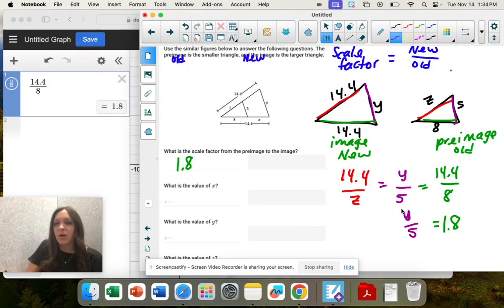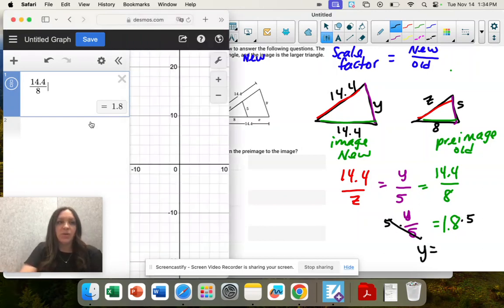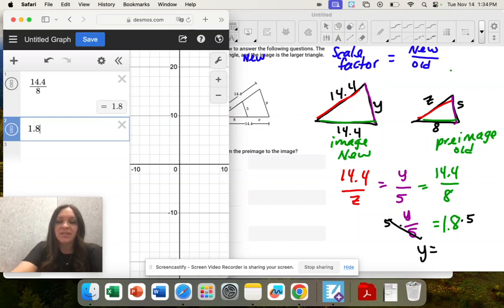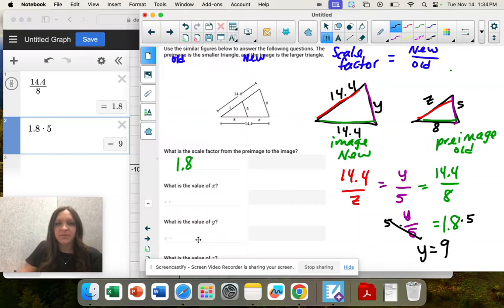So let's start with y, just because it's right there. To solve for y, I'm going to times both sides by 5. So y is 1.8 times 5, which is 9. Now let's get z.